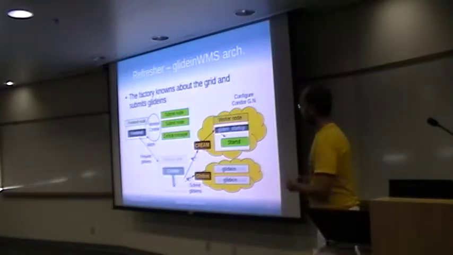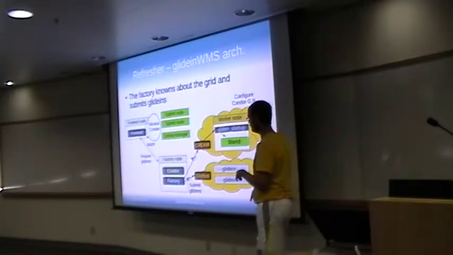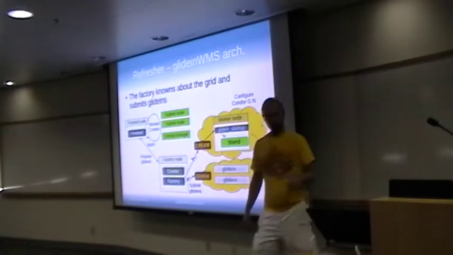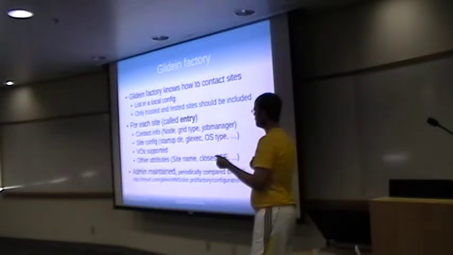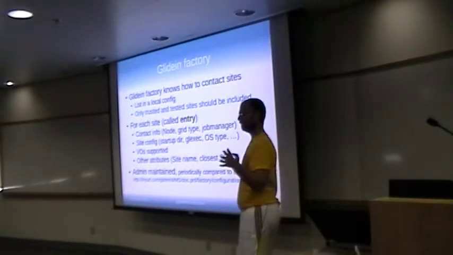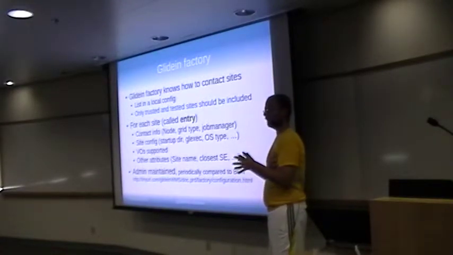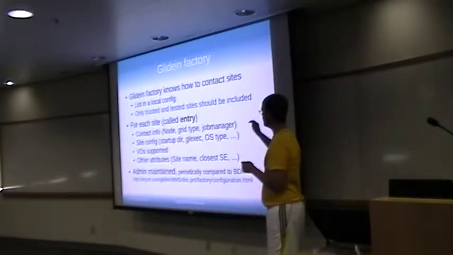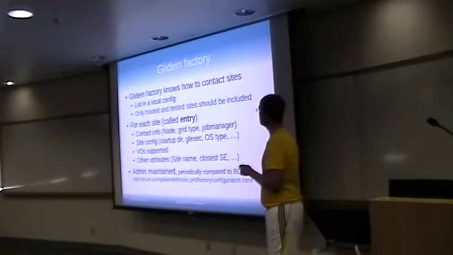The second part is the factory, and we said the factory is the part that knows about the grid and submits the glideins. It actually does the submission. The factory knows how to submit to the site because it has a list of local configurations. So the factory will not submit to any site in the world. The factory admins are supposed to validate and make sure a site is trusted before submitting there. It can get information from the various grid information systems, but doesn't need to.